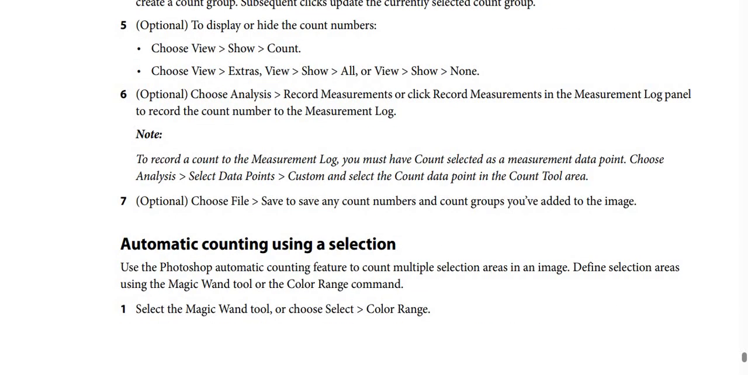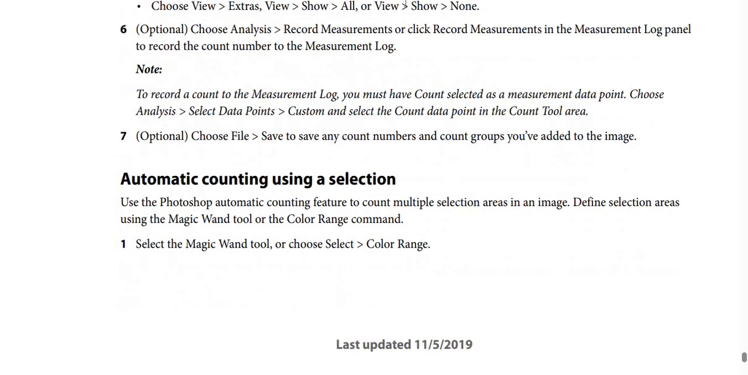Step number 5. Optional. To display or hide the count numbers, you have to choose View, then select Show, then select Count. After that, choose View, then select Extras, then select View, then Show, then select All, or View, Show, None.